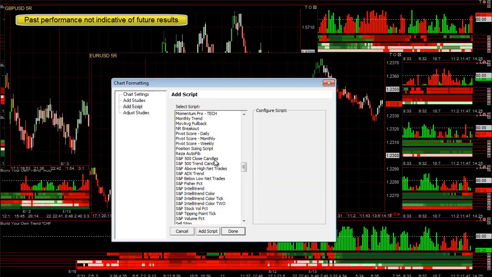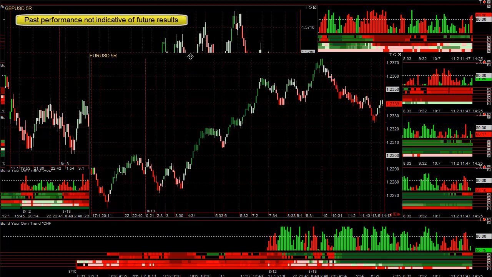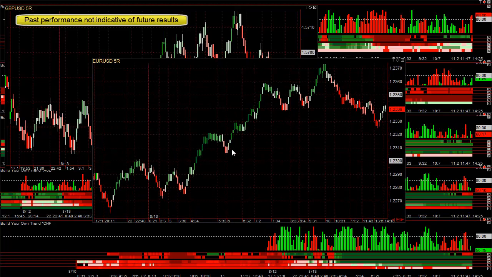And so if you want to add something similar to your chart now, it's not quite the same. It might be 40% as good as this. This is a wonderful tool I've spent the last few weeks working on: FX Build a Trend Color Candle. You can see the 3x3 power indexes in there, 3-line breaks, Fisher. I took all that stuff out because it's not nearly as good as the new technology I put into the new one. As you can see, this is a no-brainer trade right here.